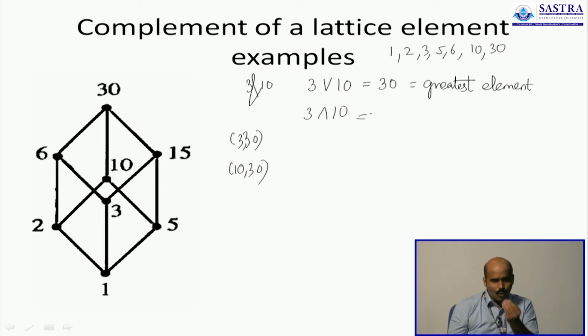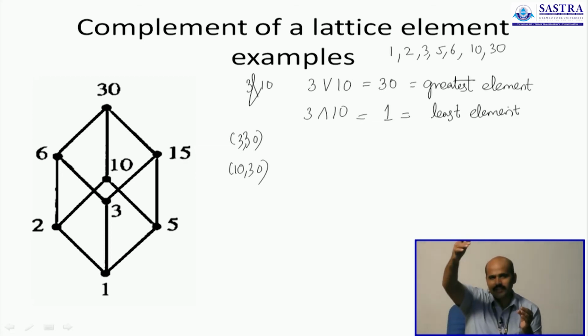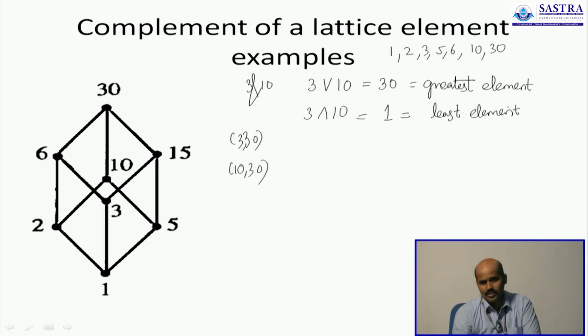Similarly, for the lower bounds, you don't find any other lower bounds for both 3 and 10 together. 5 divides 10 but 5 doesn't divide 3. 2 divides 10, 2 doesn't divide 3. The only number that divides both 10 and 3 is 1, and 1 happens to be the least element of the lattice. So now you see the LUB is the greatest element, the GLB is the least element, which means 3 and 10 are complements of each other.